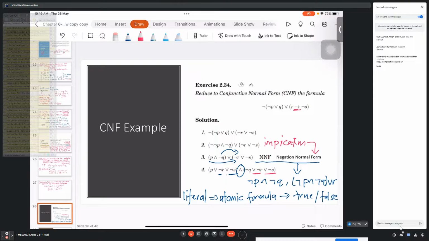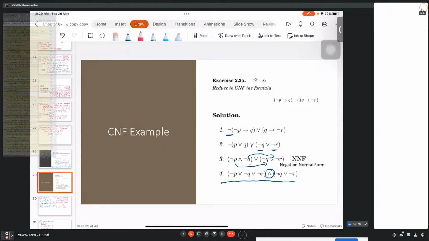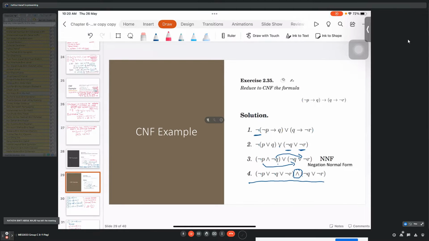Nanti saya bagi contoh lagi lah, jangan risau yang ni. Okay, another example eh. Kita tu kira De Morgan Law. Ya, dia dikembangkan lah daripada De Morgan Law tu. We should expand the process. Ni nama lain NNF ni sebab kita nak eliminate the double negation.